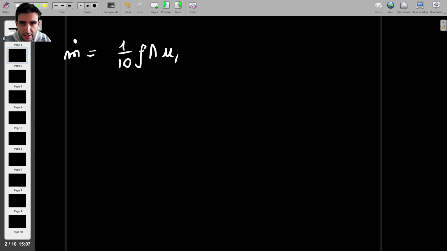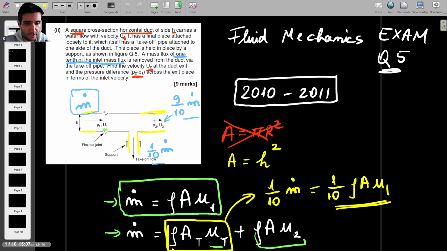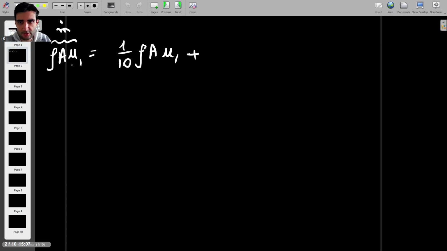That's probably better. And this m dot at the beginning, let's just replace this with rho A U1 as well. Just as a reminder, this is m dot plus, and then we have this. This is the mass flow going through the right-hand side of the pipe. So that's going to be rho, that's going to be A, and that's going to be U2. Okay, so now it's pretty straightforward to find what U2 is, because there are some things that simplify quite nicely.